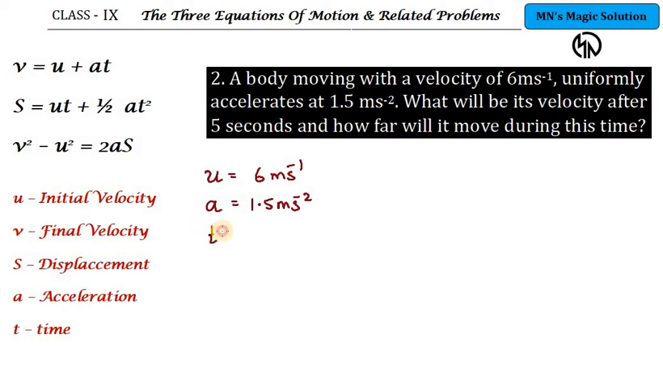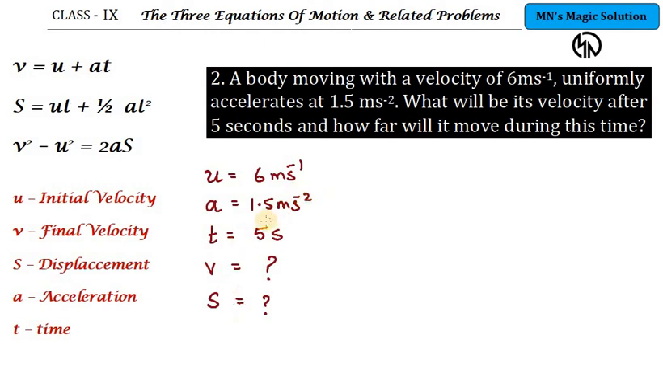So time is given: time is 5 seconds. After 5 seconds, how much velocity, what does that mean? It means the final velocity, so v is what is asked in the question. And also how far will it move during this time? How far means they are discussing the distance or the displacement of the object. So S, the displacement part, we are bothered about over here. So two data they have asked us here.